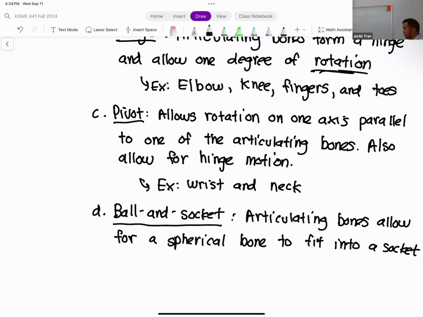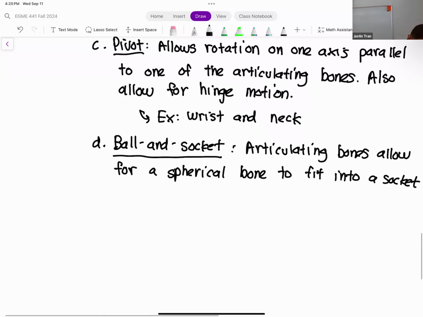And this allows the greatest degree of freedom. So oftentimes this means rotation in all three planes. Not full rotation in all three planes, but somewhat constrained, but it is possible to get rotation in all three principal planes.